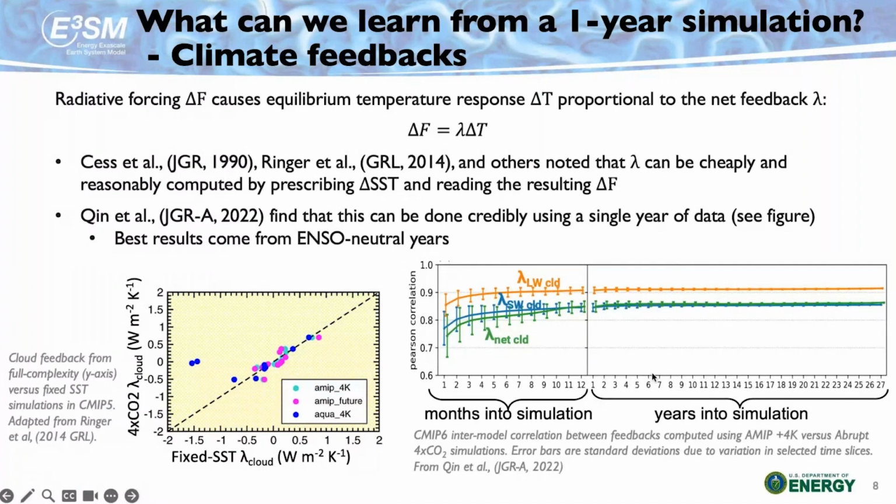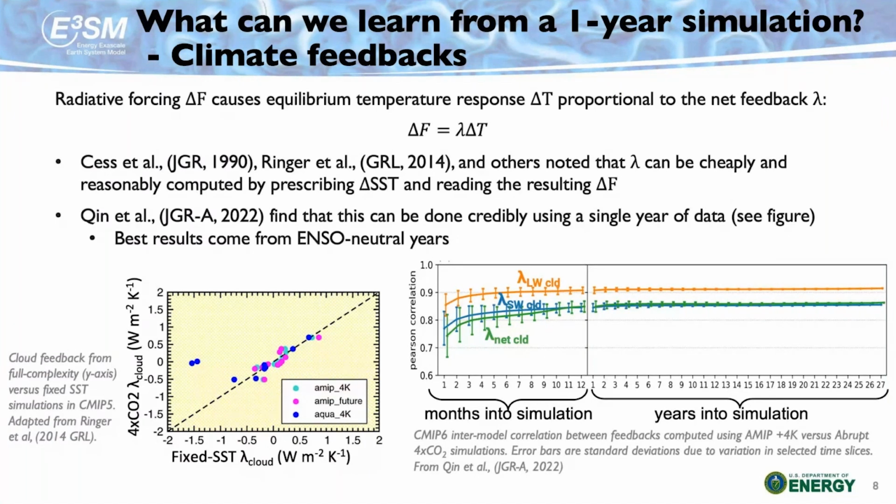That's what's shown on the bottom right plot, where you see that if you use 30 years, you get this amount of correlation across the models when comparing the feedbacks from the coupled simulation and the AMIP simulations, but you can get similar correlations even with 1 year of simulation right here. What they also found was that the best results come from an ENSO neutral year. So what we did was run SCREAM for 1 year, 13 months actually, starting off with August of 2019 and ending at the end of August 2020. And that's a relatively ENSO neutral period.